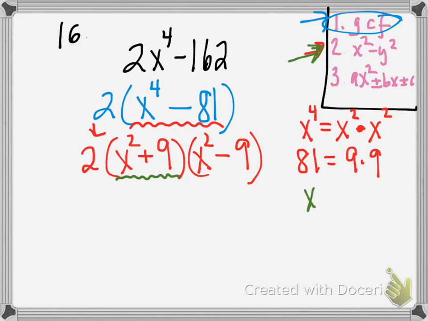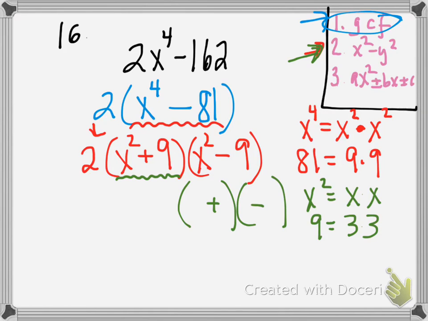So is something times itself x squared? Yes, x times x. And what times itself is 9? That would be 3 times 3. So I do have to open up double parentheses, alternate the signs. X squared is x times x, and 9 splits into 3 and 3. And then the x squared plus 9, we're just writing that as part of the product of the factors, and the 2 goes in the very front.